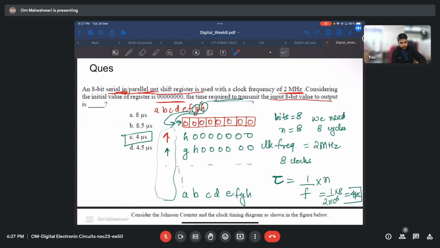So 1 by f is nothing but the time taken to transfer 1 bit. And we have to transfer 8 bits. So the time of 1 bit into 8 gives us the total time to transfer the output.